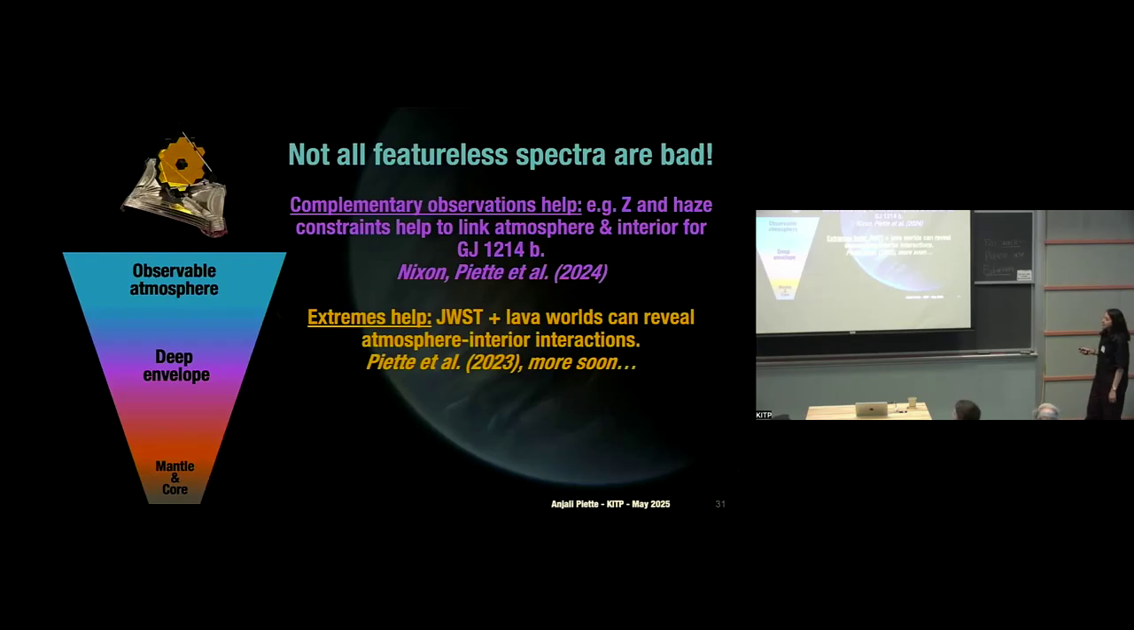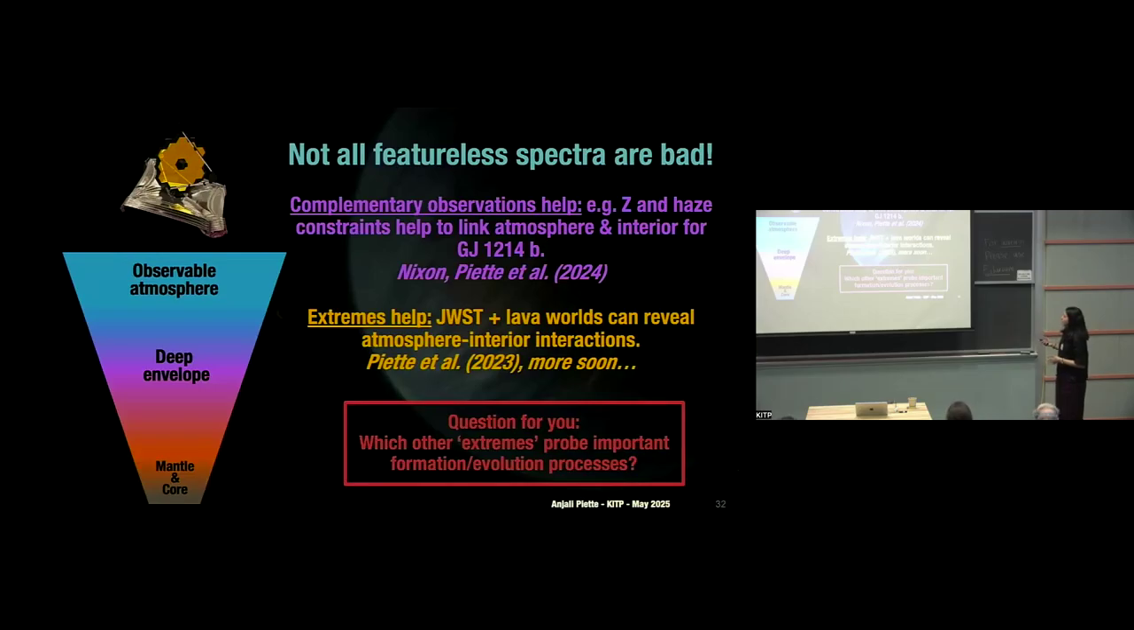But also, I think it's really useful to think about these extreme end members, where we can probe parts of the processes that we're interested in and maybe leave out some of the ones that complicate stuff. For example, lava worlds where we have the surface evaporating directly into the atmosphere that we're observing. And just to finish now with a question for all of you, since we have lots of formation people and disk people in the room, I'm really curious to hear about what extremes and interesting scenarios you would be interested in probing in terms of the atmosphere.